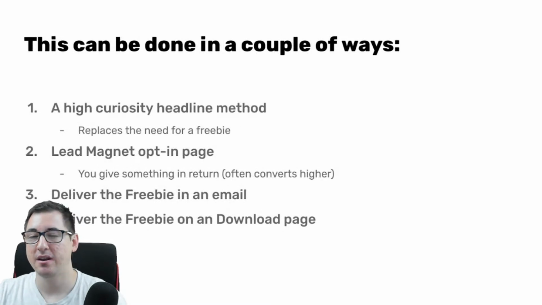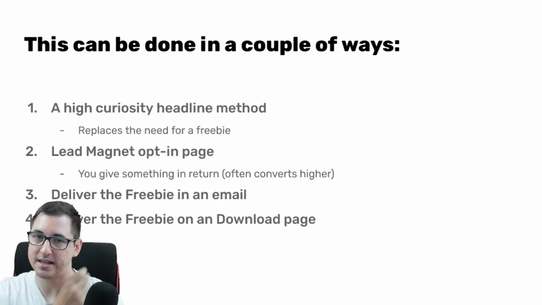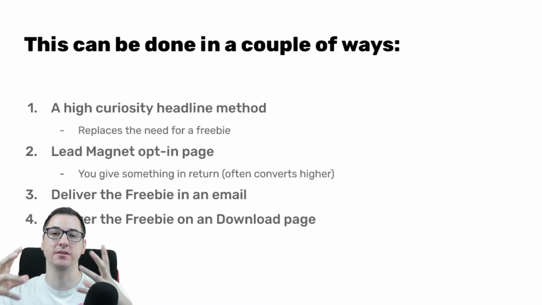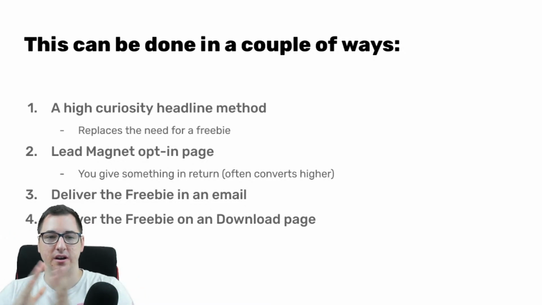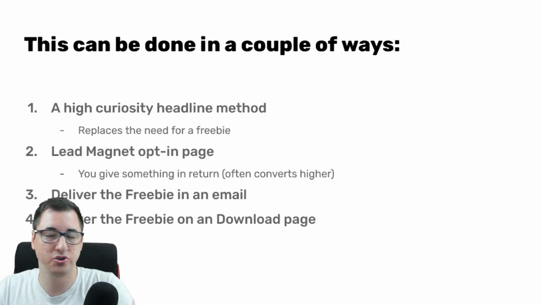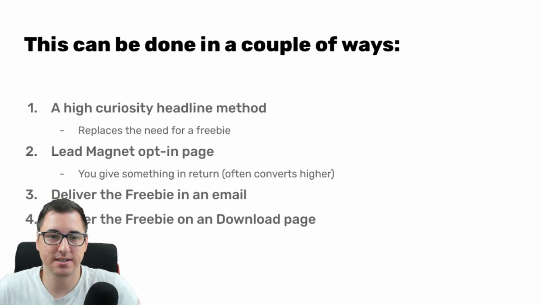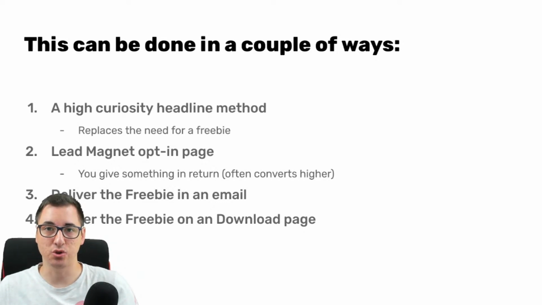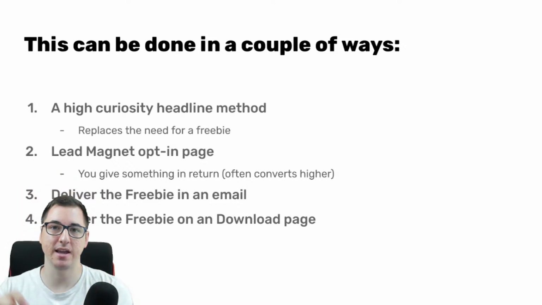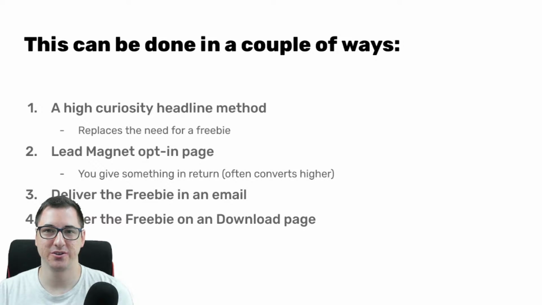So this can be done in a couple of ways. So opt-in pages could be, as I said, done without a freebie. In order to do that, you would need to have a high curiosity headline, something that is really like, wow, I need to see what's happening after that. So that's one way to do it. Then it replaces the need for a freebie. So in case you didn't have a freebie created so far, or you just don't plan to use a freebie, you can use this high curiosity headline, and then use that as a tool for getting people to fill up that opt-in form, that email and name form, so that you can capture that.